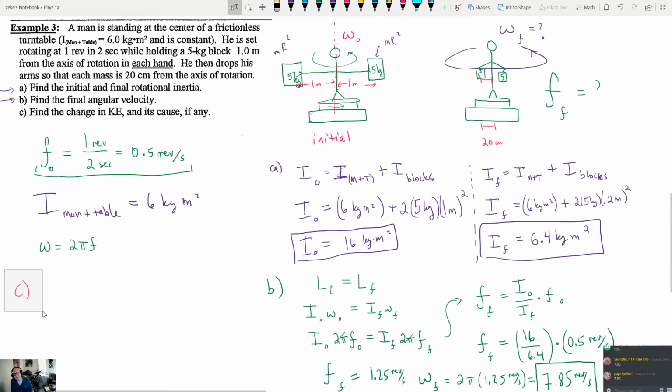Does anyone have any questions about parts A and B? Okay, part C says to find the change in kinetic energy and its cause, if any. If we want to find the change in kinetic energy, we just take the final kinetic energy of our system minus the initial kinetic energy of our system. In this case, that's going to be 1/2 I final omega final squared minus 1/2 I initial omega initial squared.